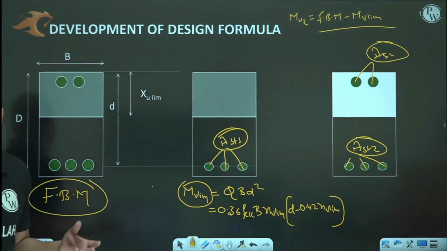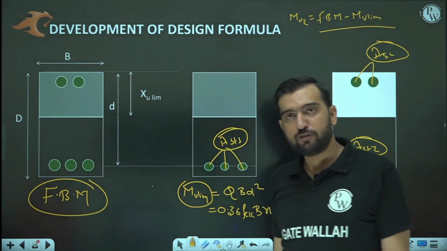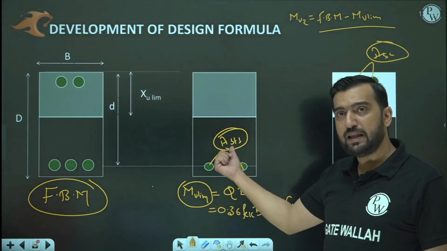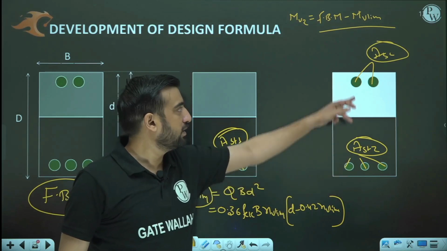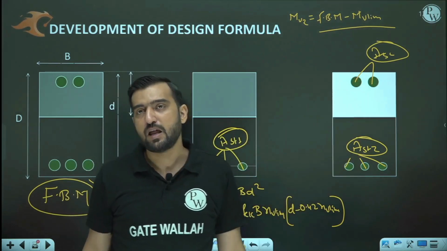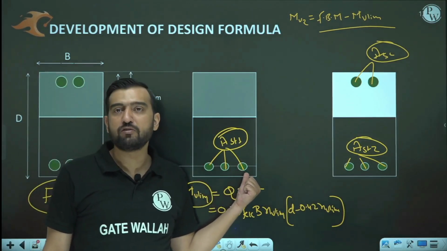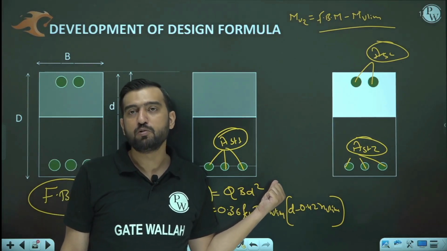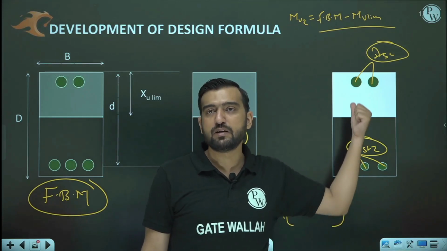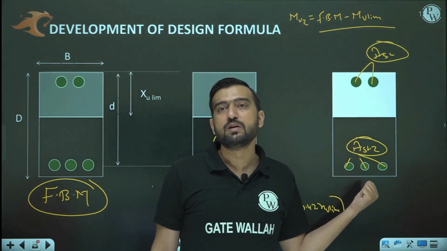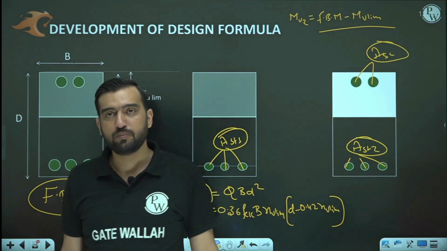Suppose the factored bending moment is 200 and Mu lim is 150. Then for 150 we are going to design the area of steel Ast1, and the remaining 50 we are going to balance with area of steel in compression and area of steel in tension. For area of steel in tension, we equate it with 0.87 Fy into JD. For the area of steel in tension corresponding to the excess bending moment, we equate it with 0.87 Fy into (d minus d dash). That is the net force per unit area.